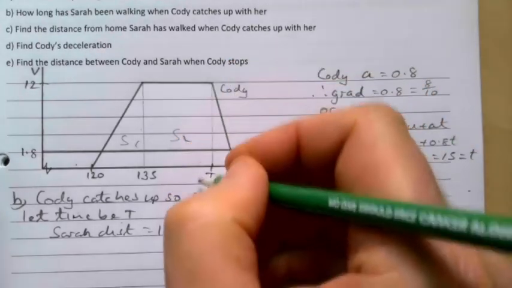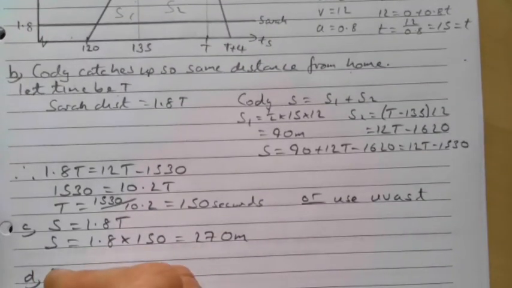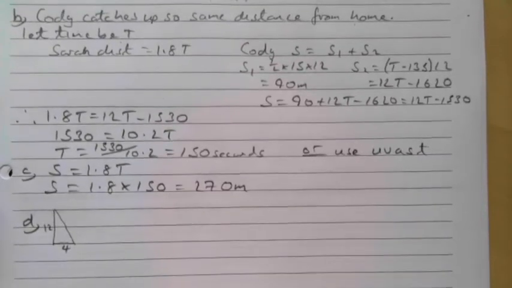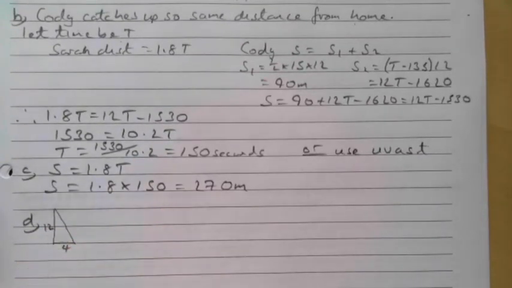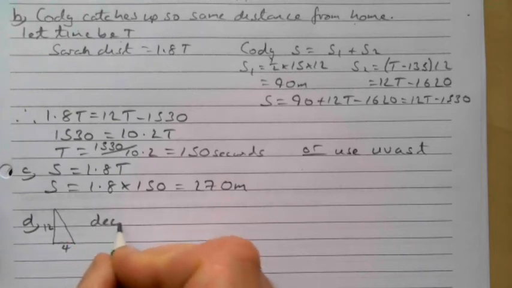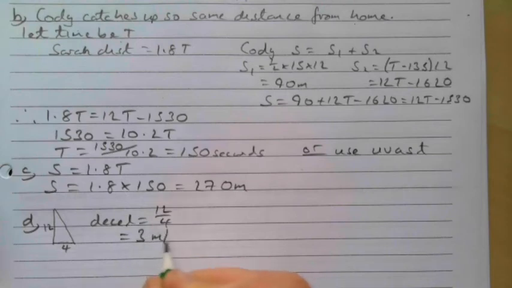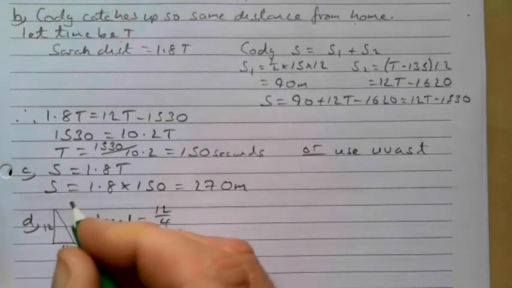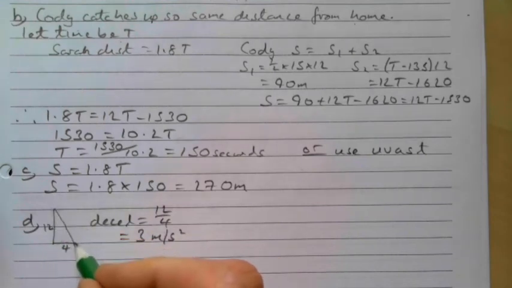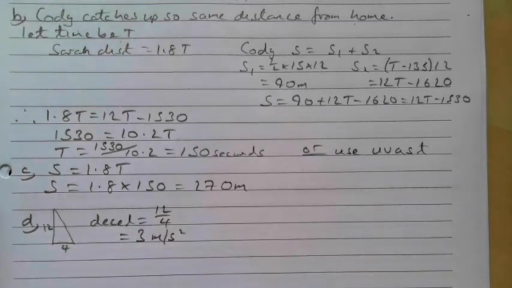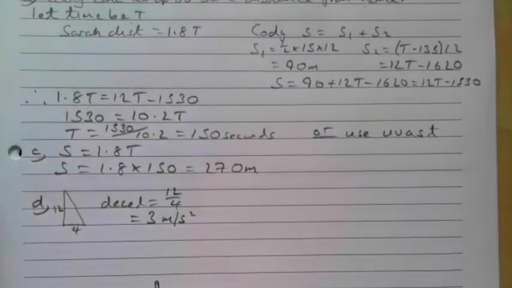So we could either use our rise over run, and I know that's 12, and I know that's 4. Again, perfect video here, you can't see it. And so our deceleration is 12 over 4, and it's equal to 3 meters per second squared. Now be careful here, because that's it going downhill. So for an acceleration, of course, that would be a negative gradient, but because it's deceleration, we're happy that it's going to be that.